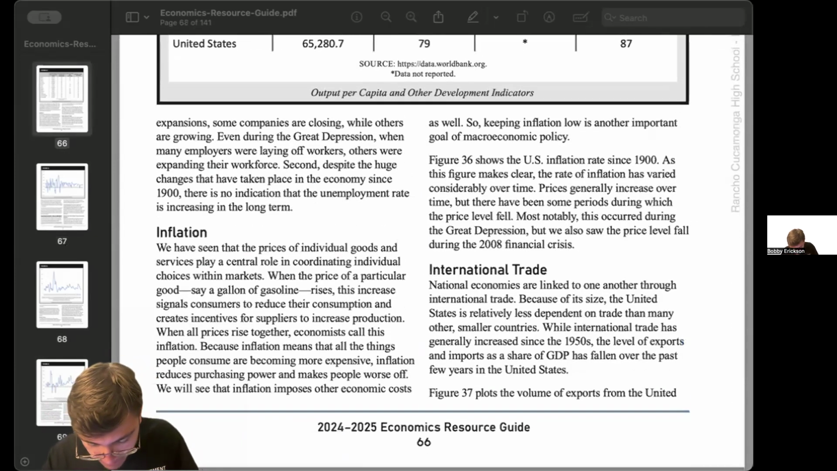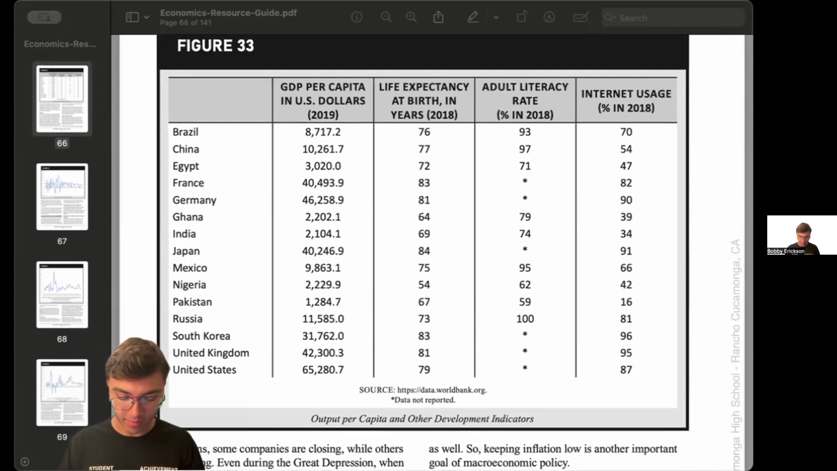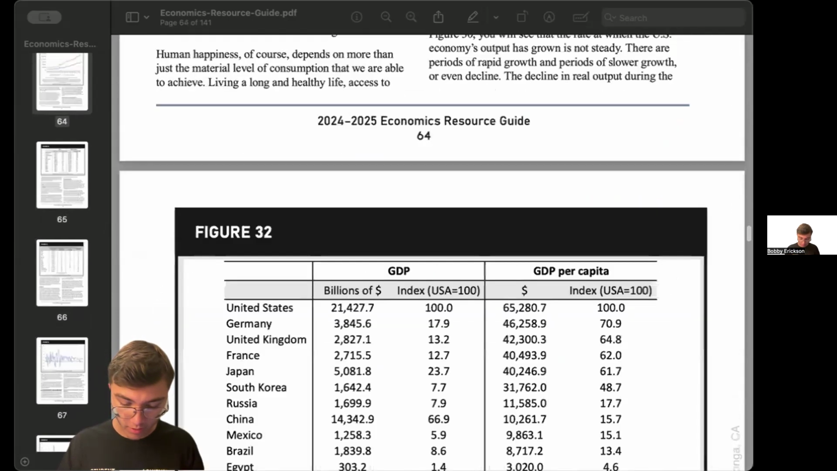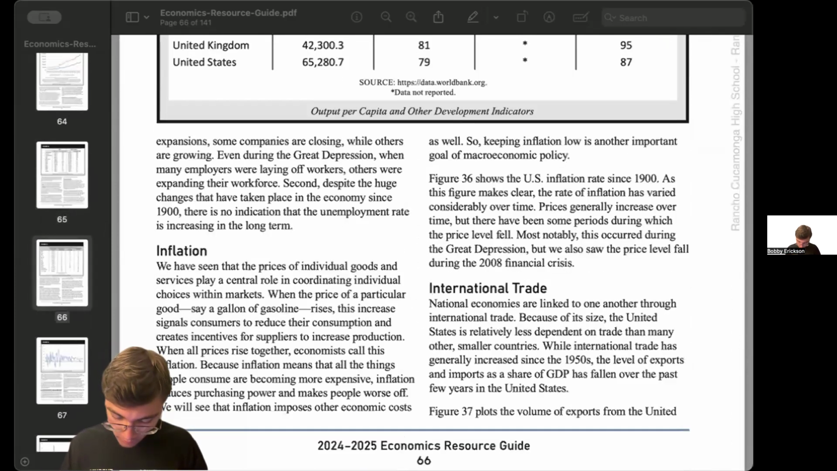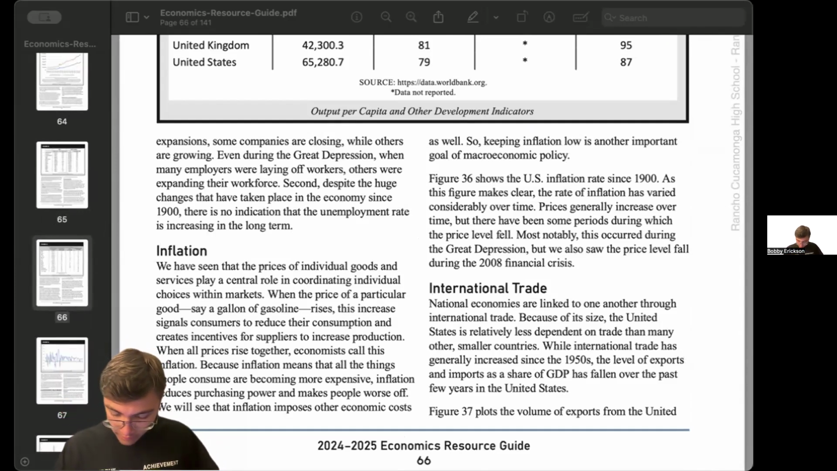And so then we get into international trade. How does it work when different national economies decide to trade with one another? We know that because the United States can produce so much for itself, as we already know, its GDP per capita in 2019 is 65,280, which is very high, and our output overall is also very high. We don't rely on lots of other smaller countries, and generally international trade has increased since the 1950s.